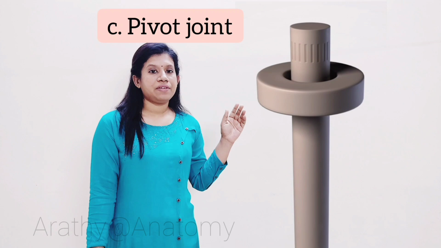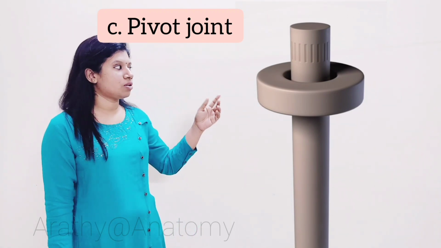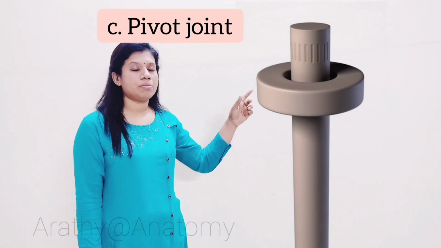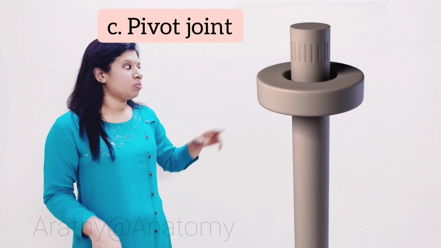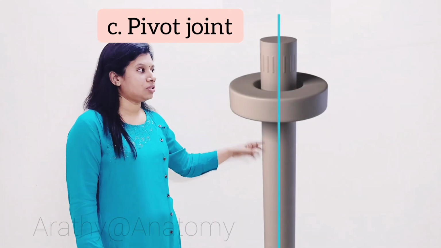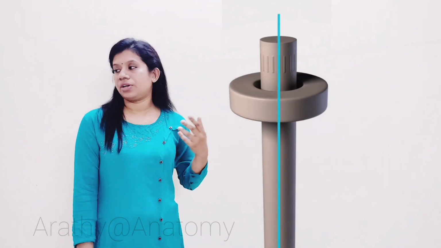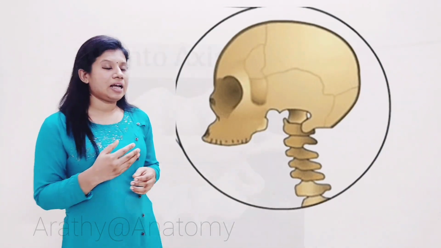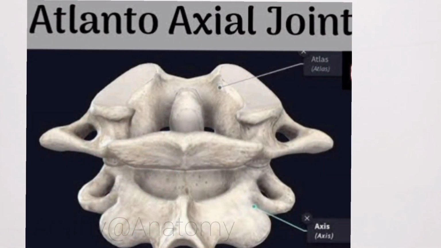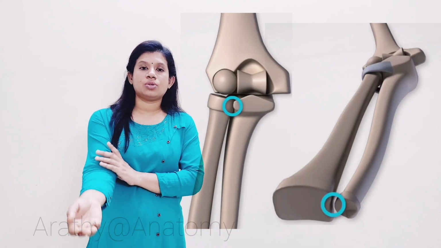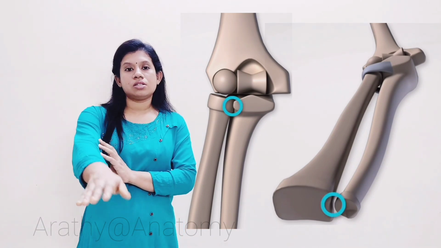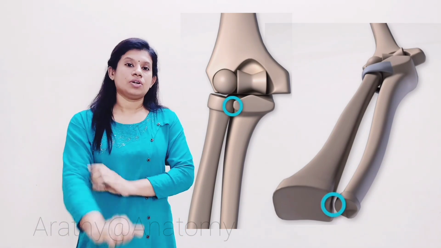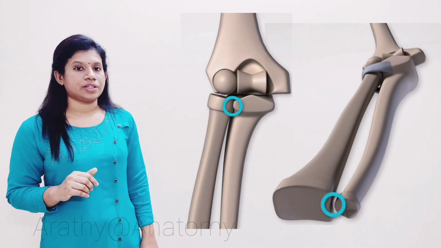Okay. The next one is called the pivot joint. Pivot joint means the articular surface consists of a central bony pivot, surrounded by an osteoligamentous ring. Movement occurs around the vertical axis, which means some kind of rotatory movement. Examples for this: first, the atlantoaxial joint, where you can see some kind of rotation movement. The next one is the superior and inferior radioulnar joints. Here the movements that occur are pronation and supination. Okay, so that is about the pivot joint.